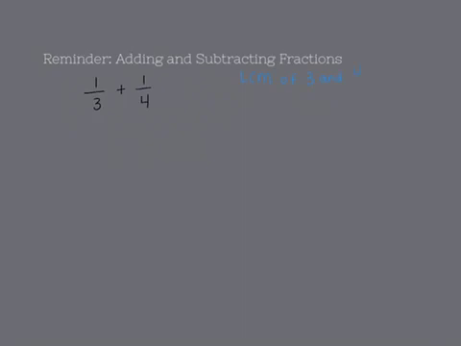So if we were to count by threes, 3, 6, 9, 12, 15, and count by fours, 4, 8, 12, 16, we see that the first one that they have in common is 12. So we want to make both of these denominators 12 using multiplication. So in order to get 3 to be 12, we need to multiply top and bottom by 4. So this would become 4/12. And then to get this denominator to be 12, we would multiply top and bottom by 3. So that would give us 3/12.